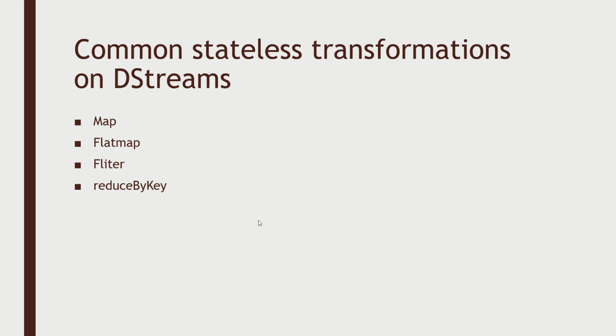And on a DStream, you can do all the usual suspects. You can apply maps, flat maps, filters. You can do reduction, reduce by key operations as well. So for all the most powerful things you can do on a Spark RDD, you can also do on a DStream in Spark Streaming.